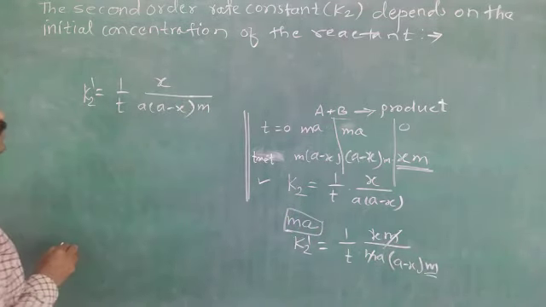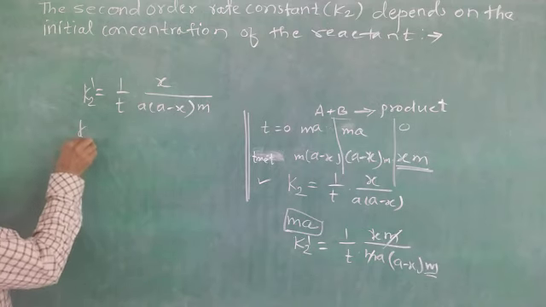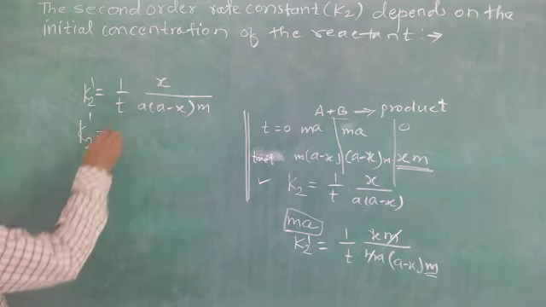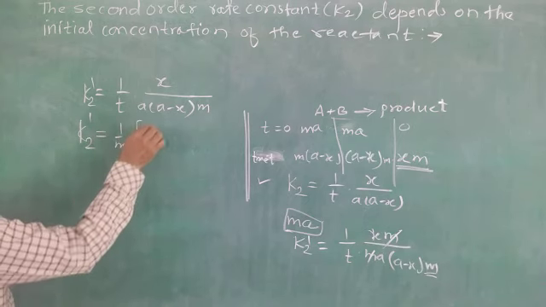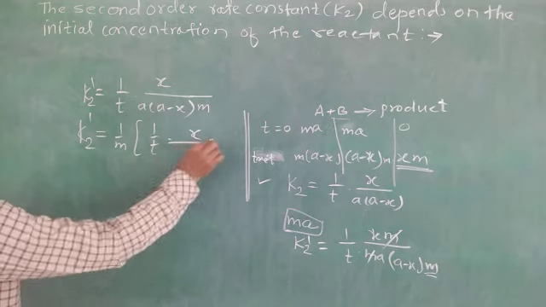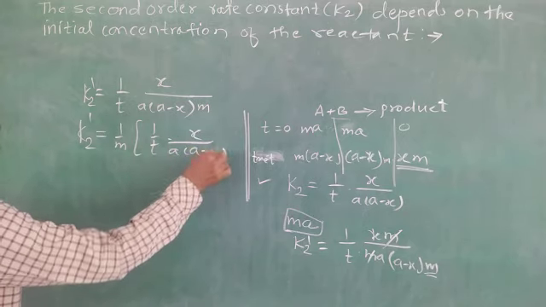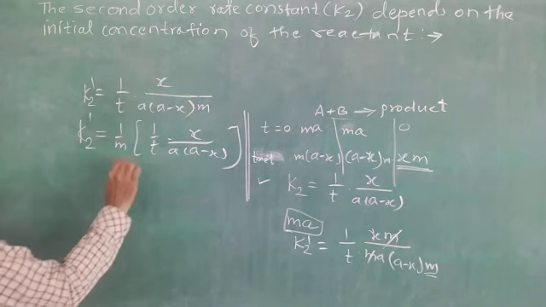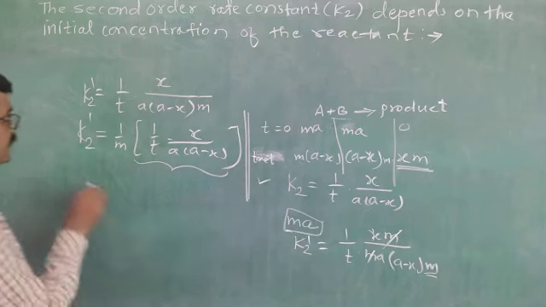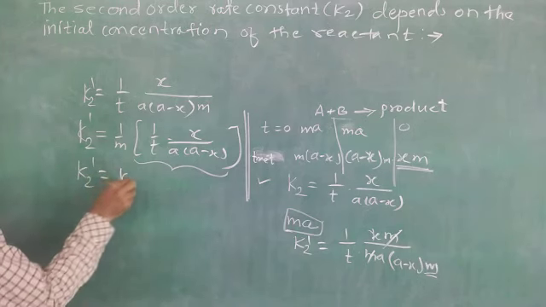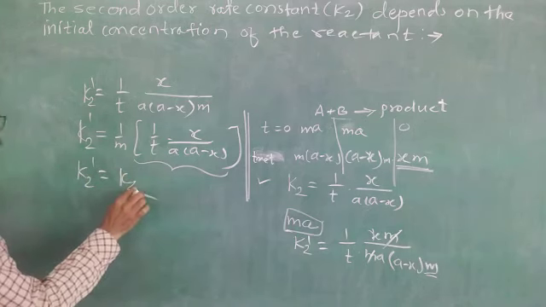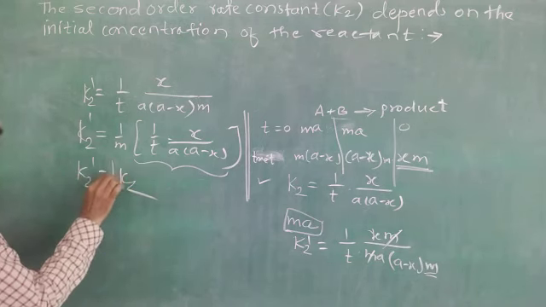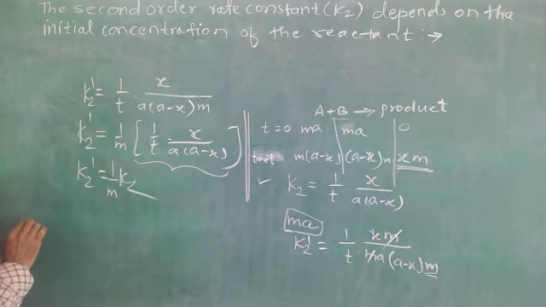Now if we further solve it, K2 dash is equal to 1 upon M into 1 upon t into x upon A into A minus x. This term remains as it is, and this is 1 upon M. Now what is this term? This is nothing but K2. So the value of K2 dash will be K2 dash equals 1 upon M into K2.